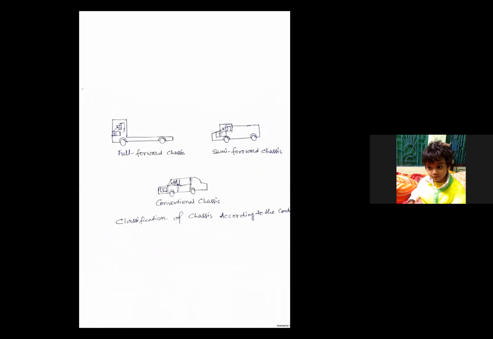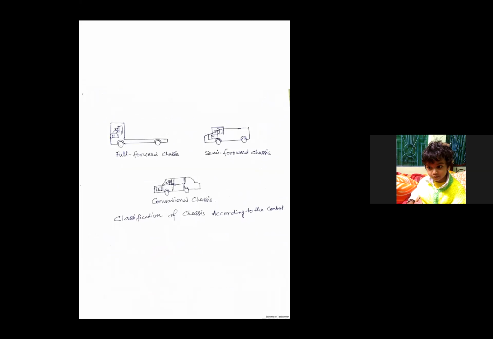So, first of all, these are the three types of chassis classification according to the driver's control. Number one is the conventional chassis, another is the semi forward chassis, and the third one is the full forward chassis. Full forward, semi forward, and conventional. These three types of chassis are classified according to the driver's control. Now the driver's angle.